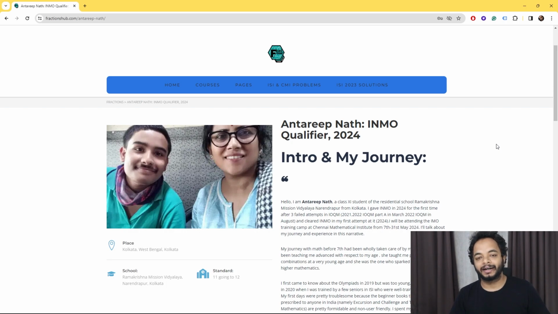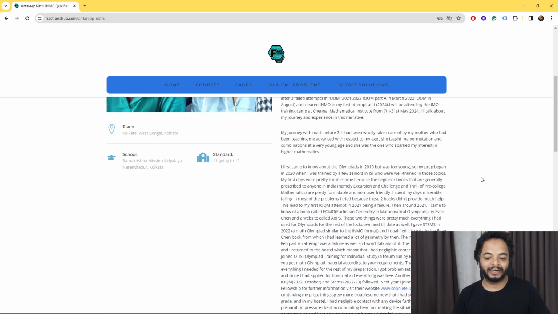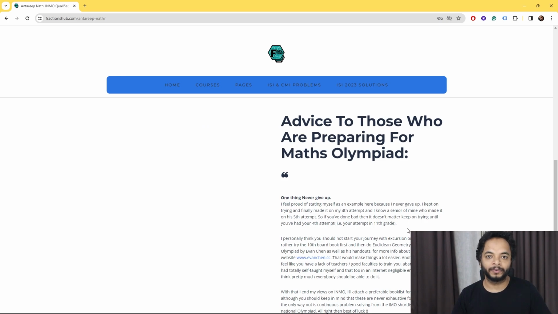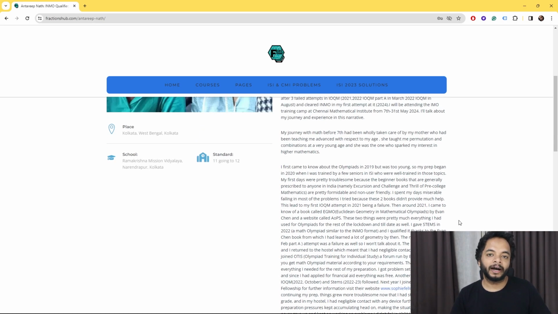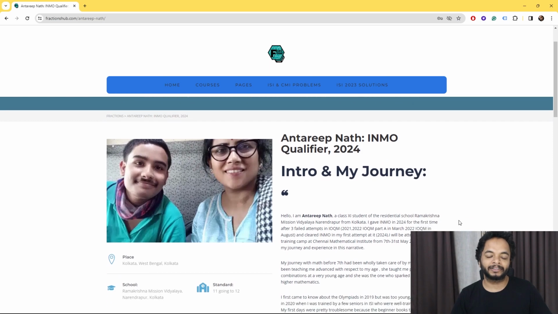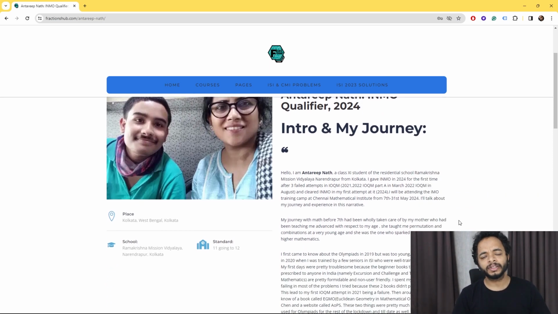But to crack IOQM, there were 3 failed attempts. After 3 failed attempts, on the 4th attempt he could clear it. So one of his pieces of advice here is to never give up, because he also knows a senior who cracked it on his 5th attempt. That's why he's saying never give up, to those who are passionate about Maths Olympiad, and those who would like to go for IMO TC or IMO and would like to crack INMO, and various other mathematical exams or Olympiads.